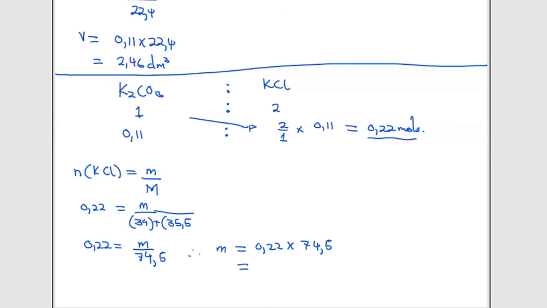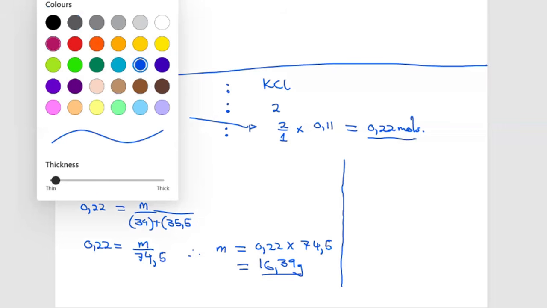0,22 times 74,5 is a value of 16,39 grams, right? So these are the grams that I'm actually going to have there. After that, now I'm supposed to calculate my percentage yield.